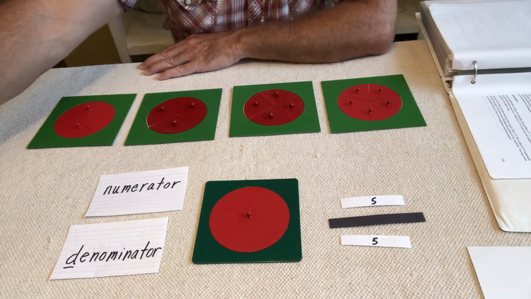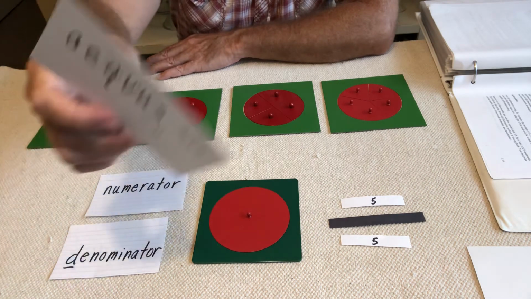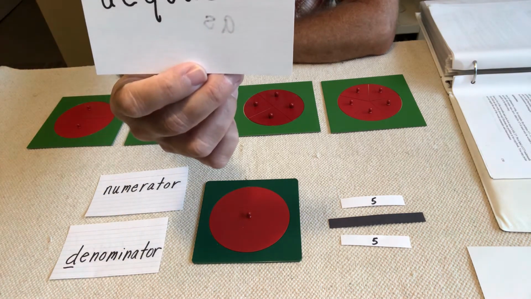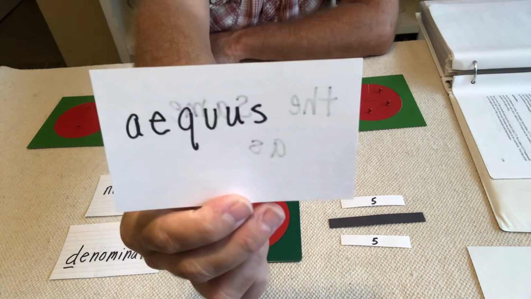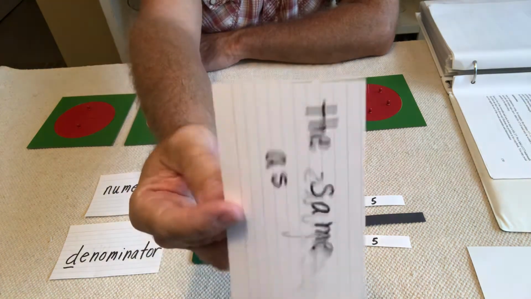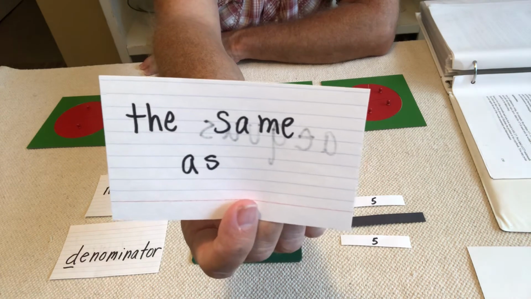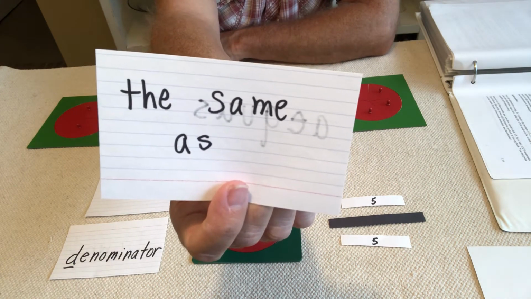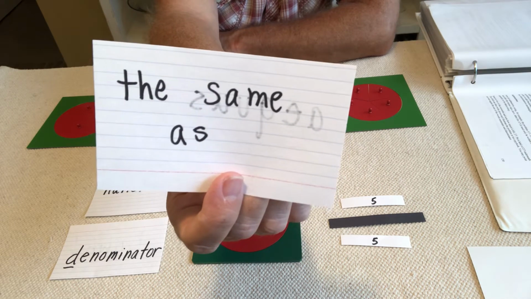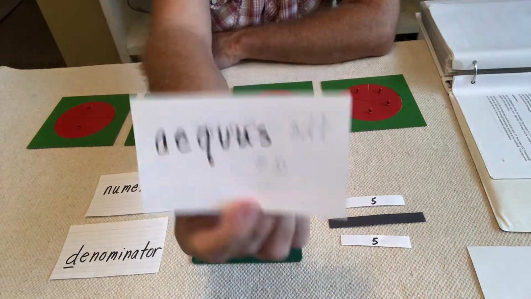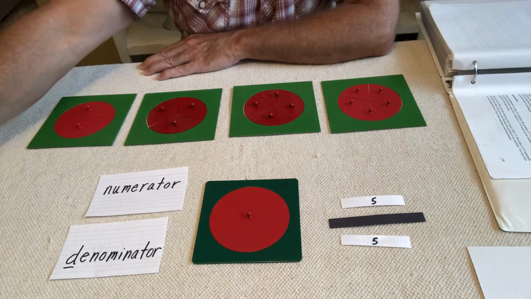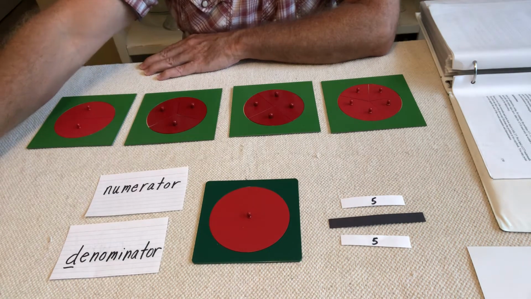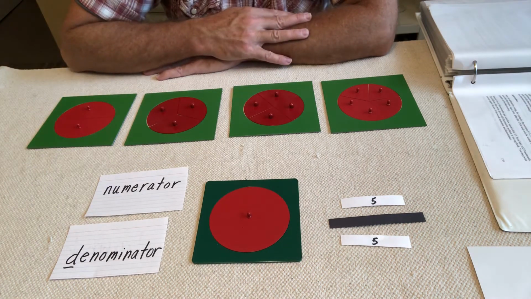And equivalency comes from the Latin word equus, and equus means the same as. So in fraction work, equivalent means that they have the same value, but they have a different name. So now we're going to show the equivalence between different fraction parts.